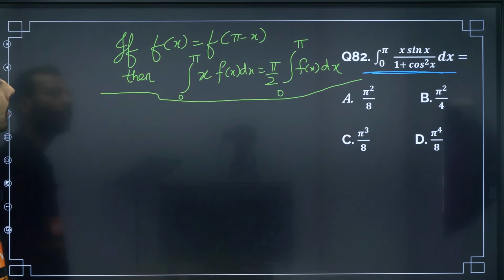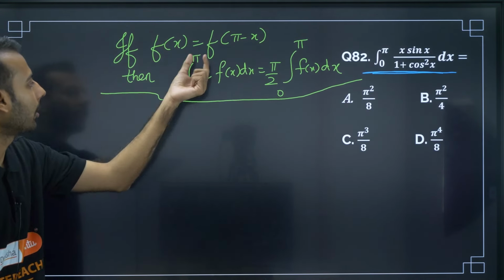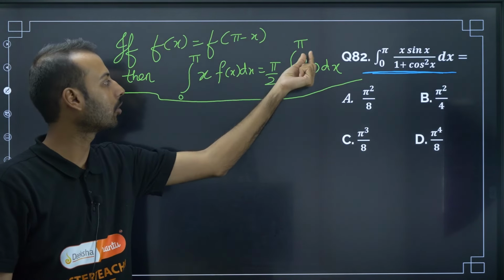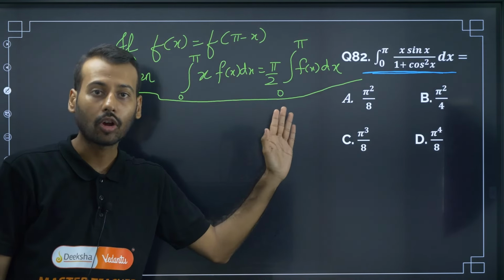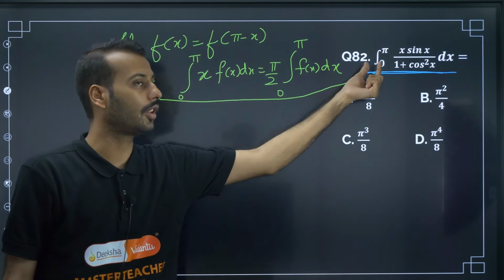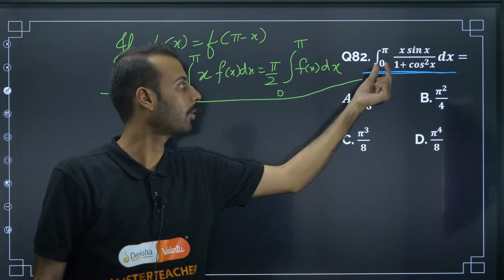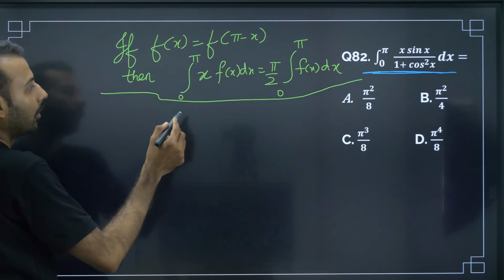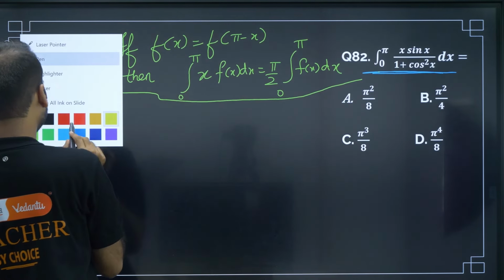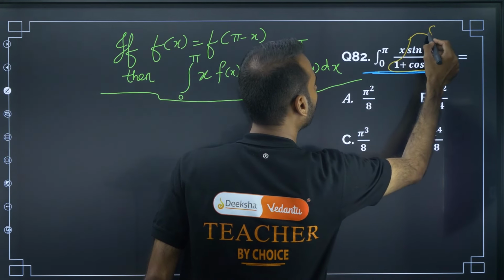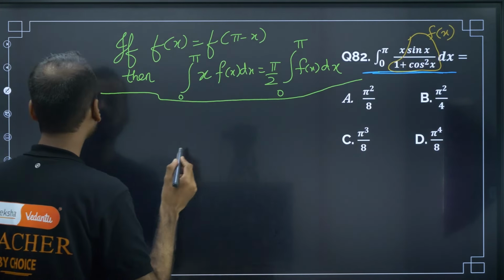This synopsis: if f of x is equal to f of pi minus x, then integral 0 to pi of x f of x dx is equal to pi by 2 times integral 0 to pi of f of x dx. If you know this synopsis, then only this problem becomes very easy, otherwise it will be difficult for us to solve. So how to approach? Now if I name this, for a moment, as f of x.